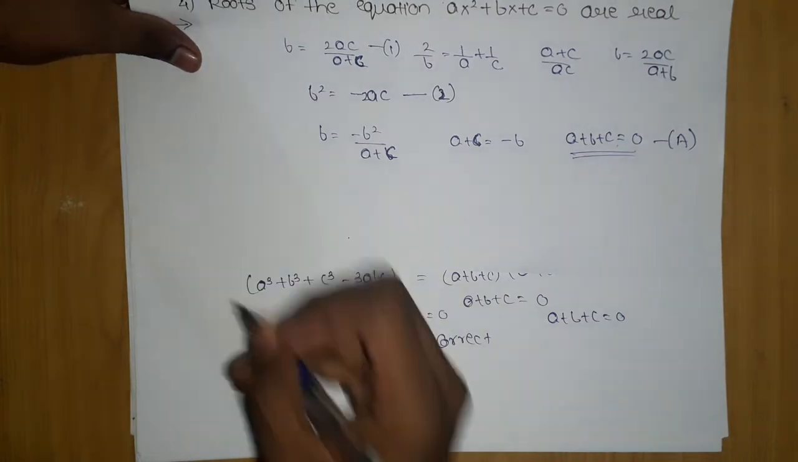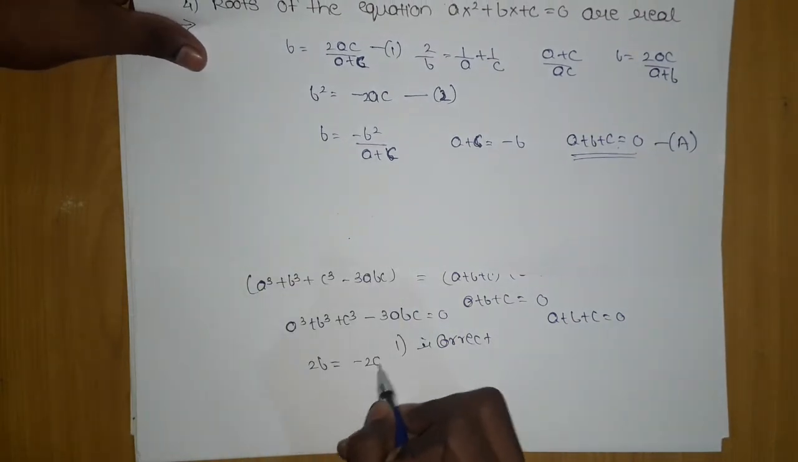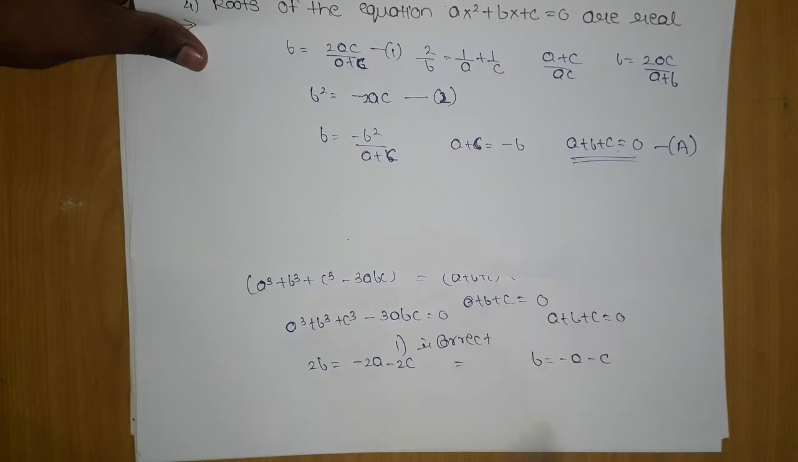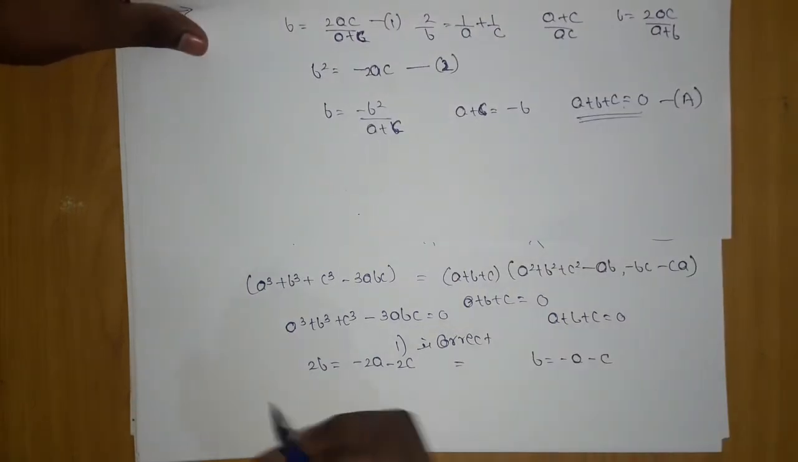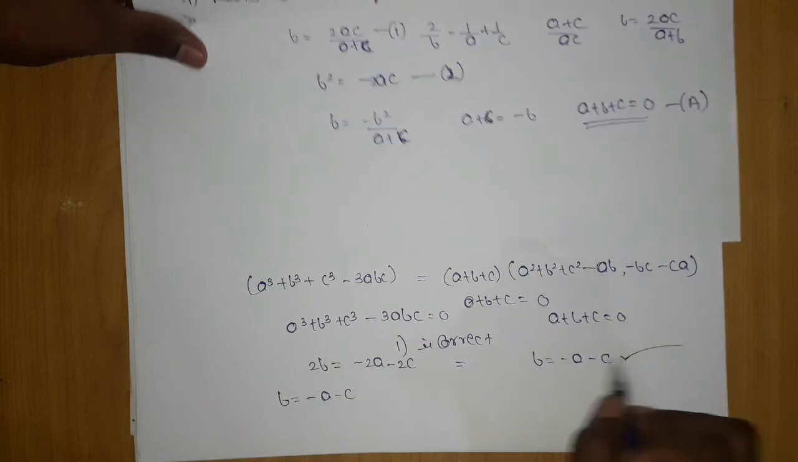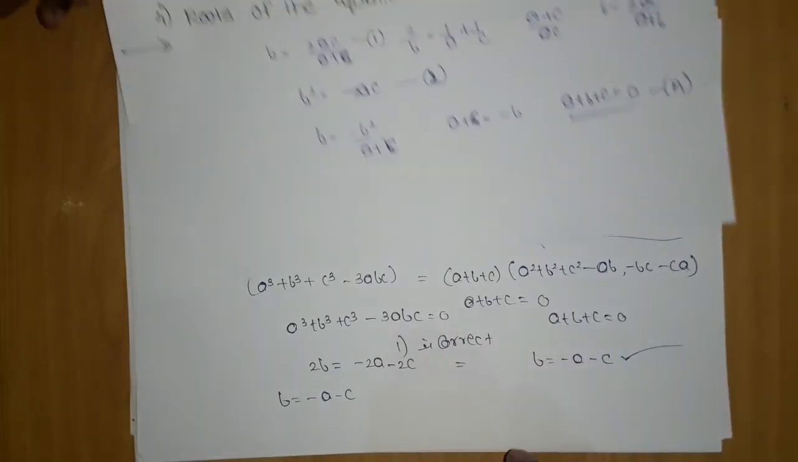Now let's check for this one. If it is in AP, then twice b should be equal to minus 2a plus minus 2c. If I divide by 2, it will be b equals minus a minus c. Since b is nothing but minus a minus c, the second one is also true, so second is also the answer. You can see how the answers are coming.